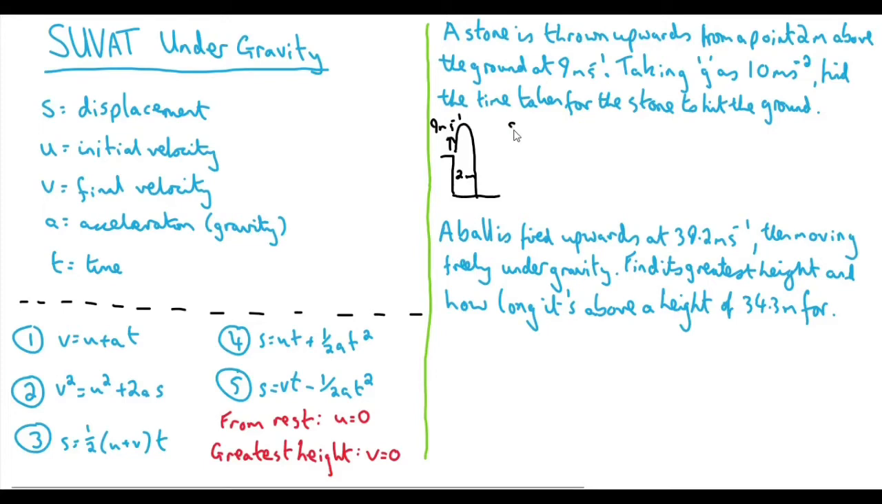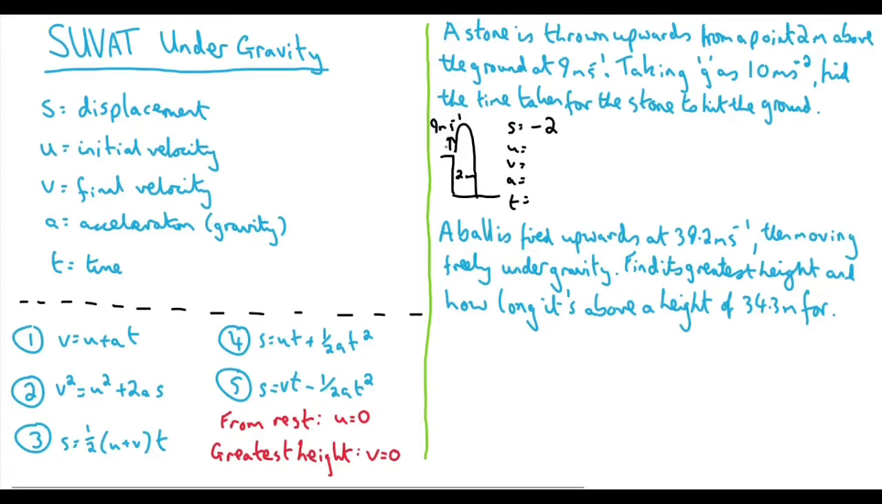Well, just writing out our acronyms, so S, U, V, A, and T. The displacement in this case, because we're starting up here at this point and ending down here, if we were to take up as positive, and it's up to you whether you take up as positive or down as positive, so long as you're consistent, then our displacement is negative 2, because we're ending up 2 below where we started. So S will be negative 2.